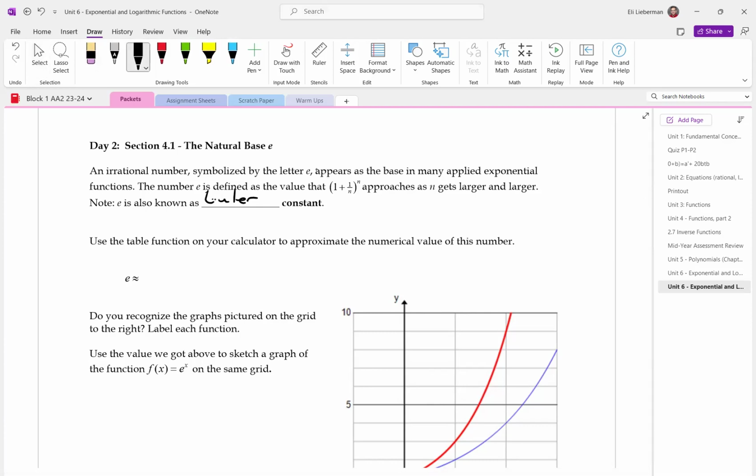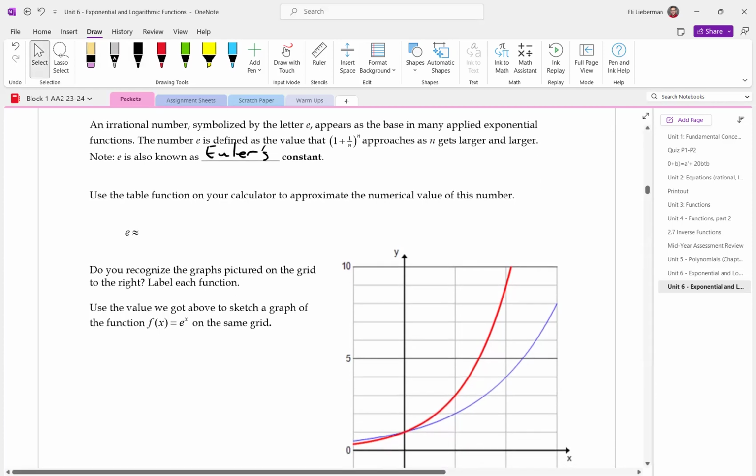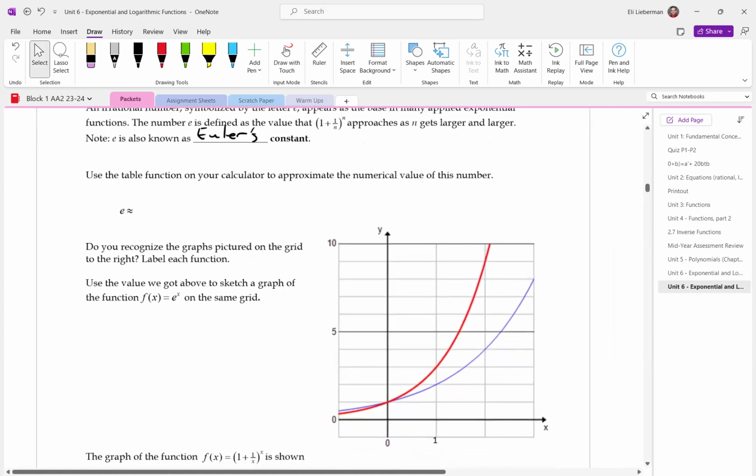This is pronounced Euler's constant. Euler, not Euler, because this is a German name. I feel like I've spoken about that before. And it actually isn't even Euler, if you're actually speaking German. But we're just going to change our vowels to be correct. So Euler's constant e. Use a table function in your calculator to approximate the numerical value of the numbers.